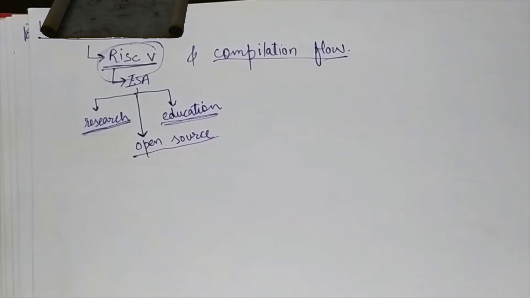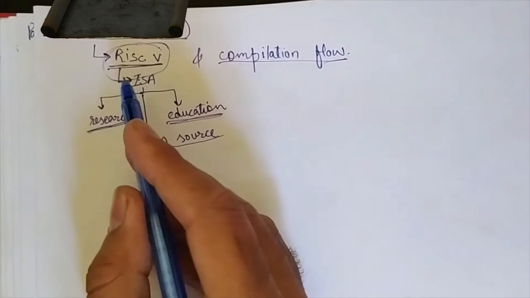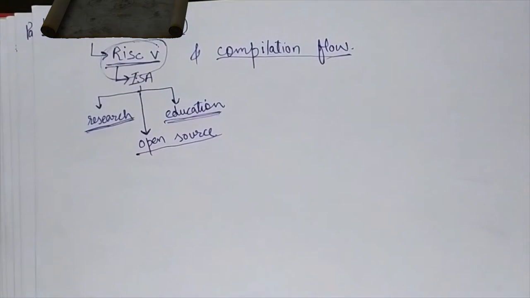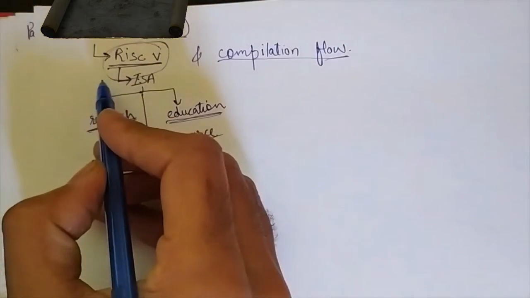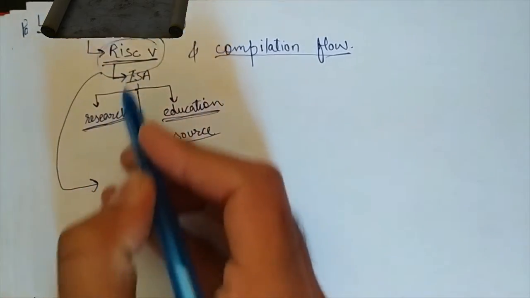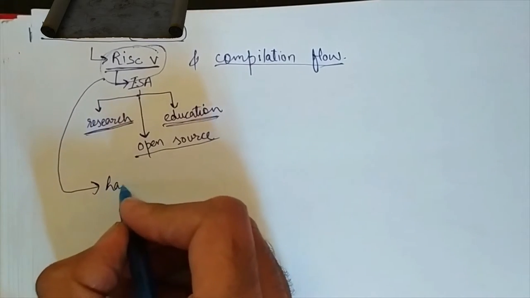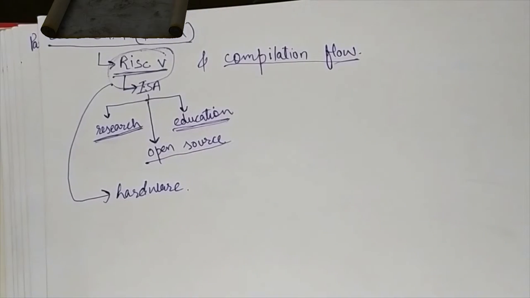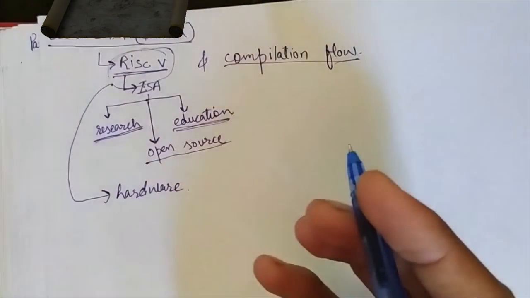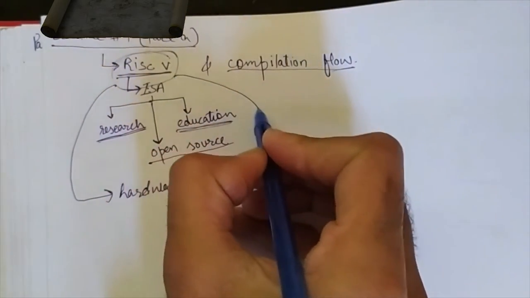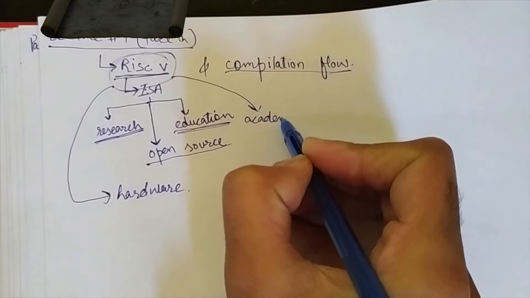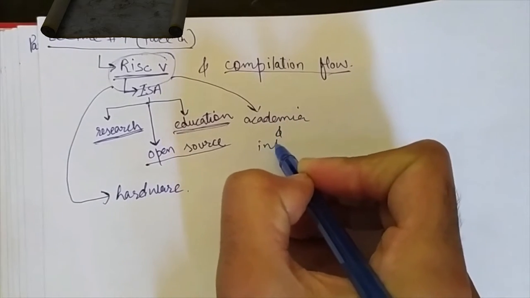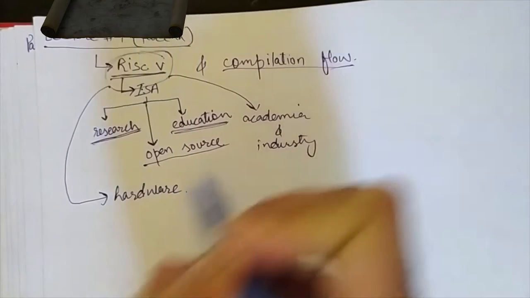But with time, the RISC-V ISA has developed to a level that currently industrial implementations of RISC-V are available. Industries have taken the RISC-V ISA and have developed hardware for it. This ISA is an open ISA, as I said, and is freely available to both academia and industry. So both academia and industry can freely use the RISC-V ISA.